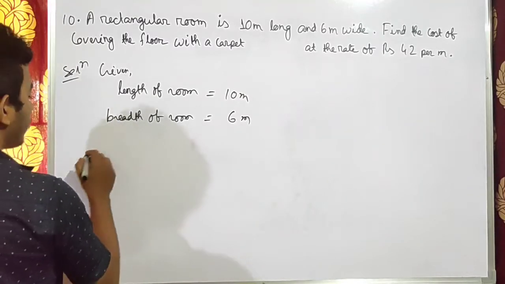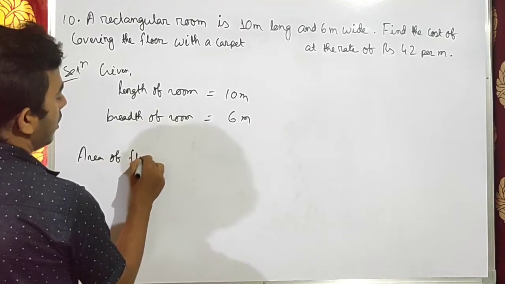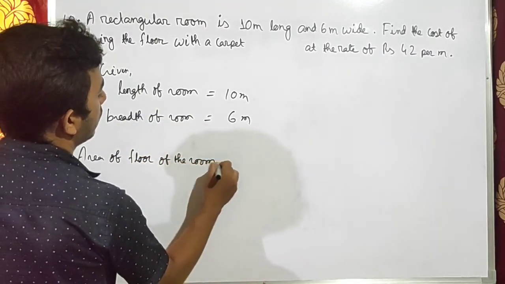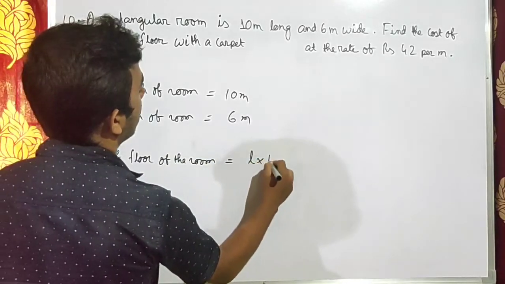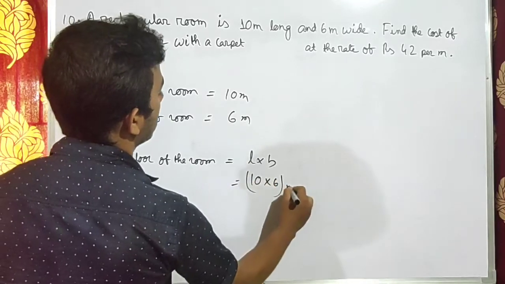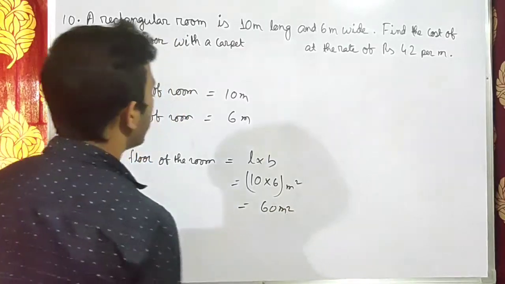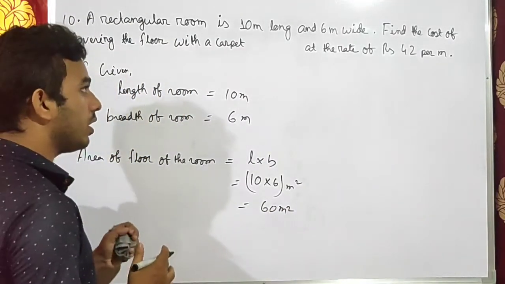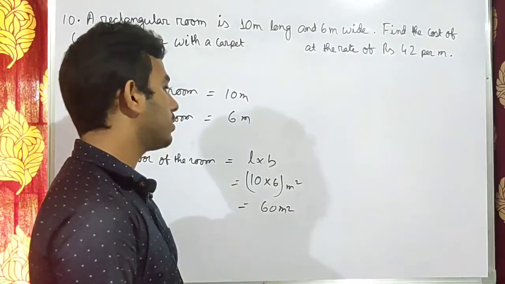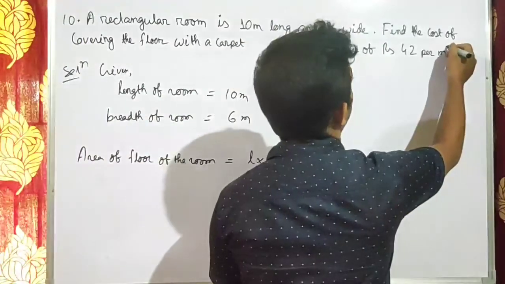So the area of the floor of the room is what? Length into breadth, and it is 10 into 6, meter square. So it will be 60 meter square. Clear? So the area of the floor is 60 meter square. Here it will be per meter square.